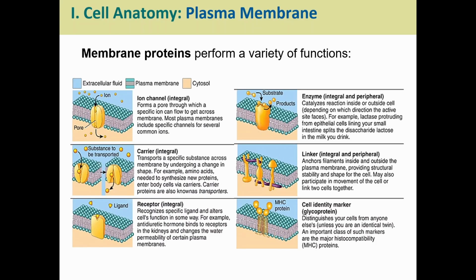And then cell identity markers. This is important in your own immune system. Basically, this is going to mark your cells as self, so that your immune system, your body, knows that that particular cell is supposed to be there. It's part of your body.